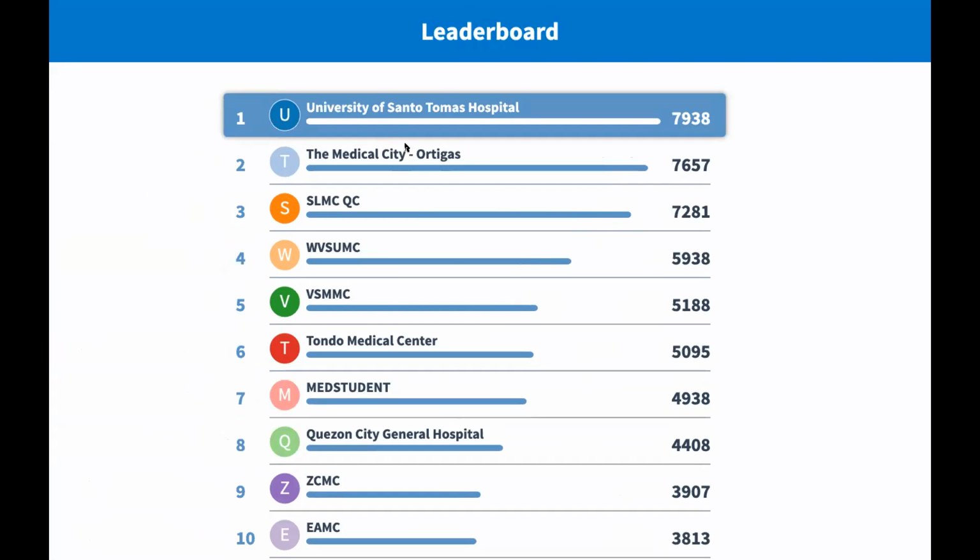13 questions down, 5 more to go. That was intense. After 2 rounds, we have St. Luke's Medical Center, Quezon City at 3rd place with 7,281 points. The Medical City Ortigas with 7,657 points at 2nd place. And leading the pack is University of Santo Tomas Hospital with a whopping 7,938 points. The scores are tight, but you can still turn the tables.